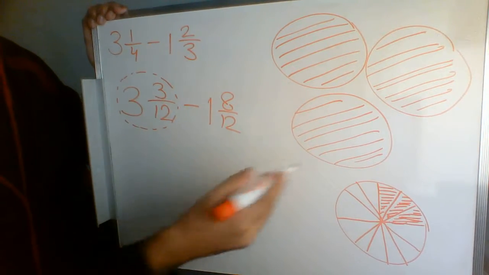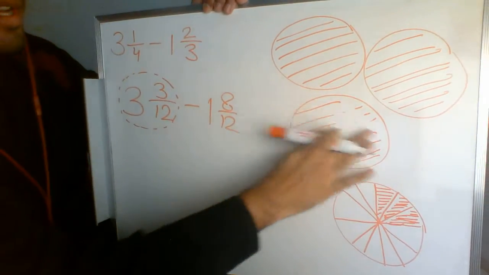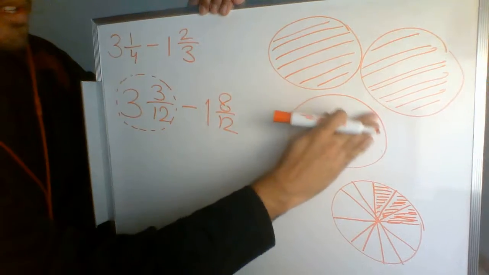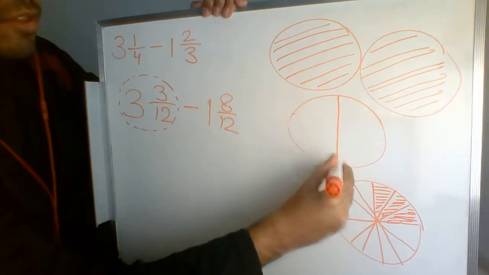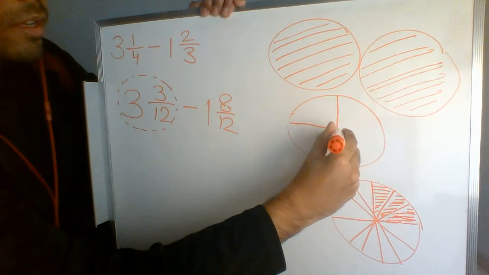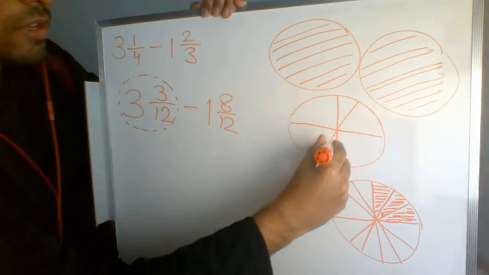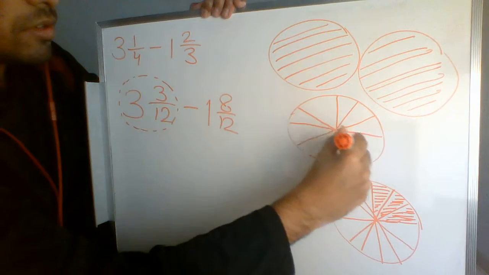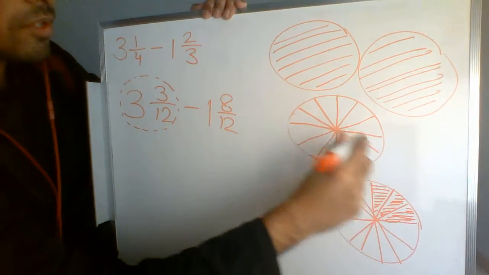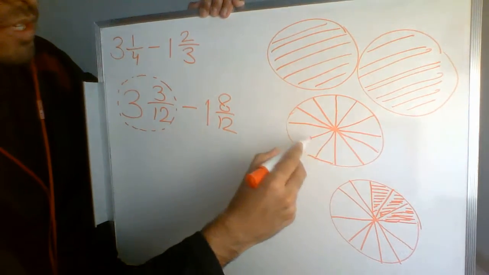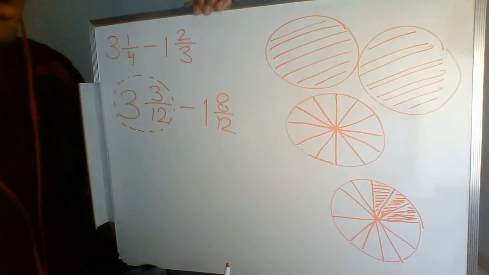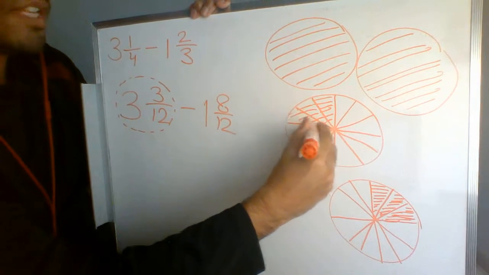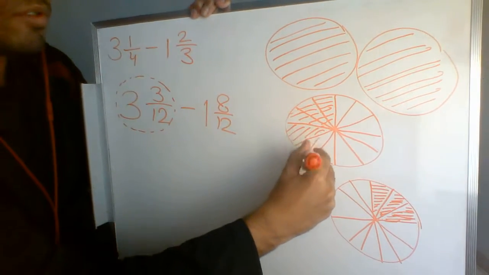And so what we're going to do is take one of our whole pizzas and cut it into 12 slices. Alright, so we're going to take one of those and cut this into 12ths as well. So we've got 1, 2, 3, 4, 5, 6, 7, 8, 9, 10, 11, 12. So we've cut another one of these into 12ths, but we haven't given away or eaten any of these yet. So we still have all 12 of those slices.